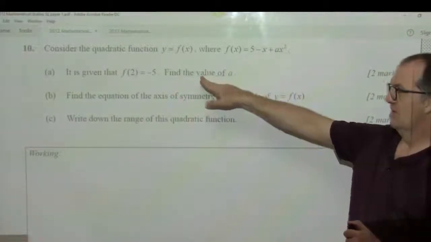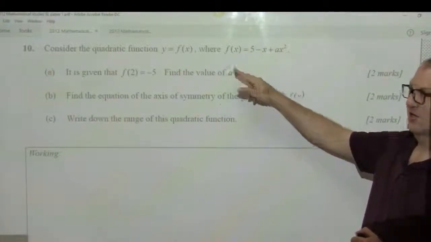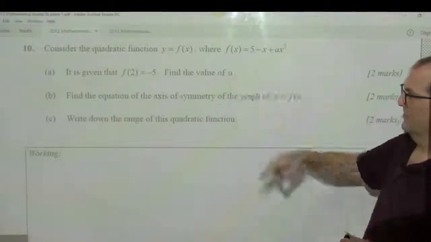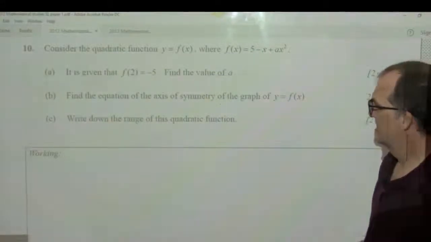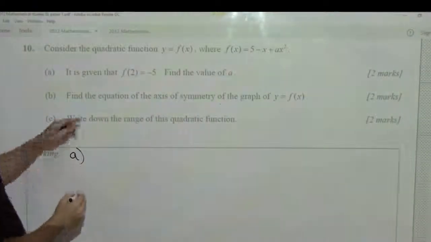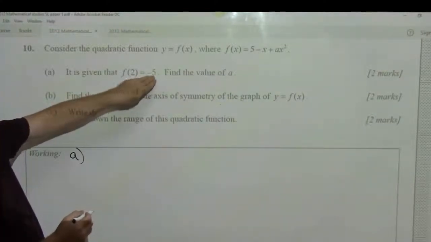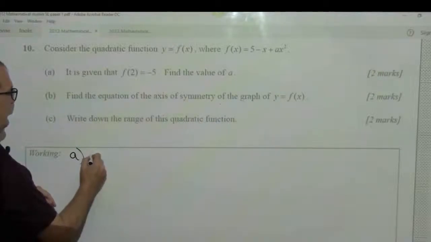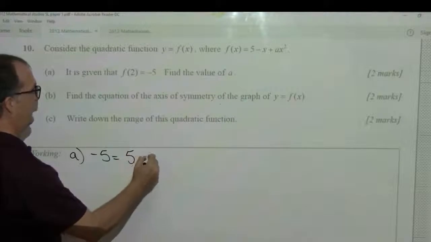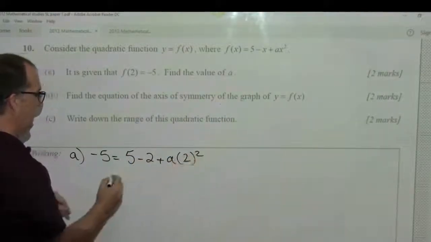Again, when they say find the value, that tells you that there's a bit of work that has to be done. It also says you should have an equation where you can replace everything except the thing you're looking to find. So I'm going to do my work down here. 2 is the x, and the output is negative 5. So I'm going to write it this way: negative 5 is equal to 5 minus 2 plus a times 2 squared.